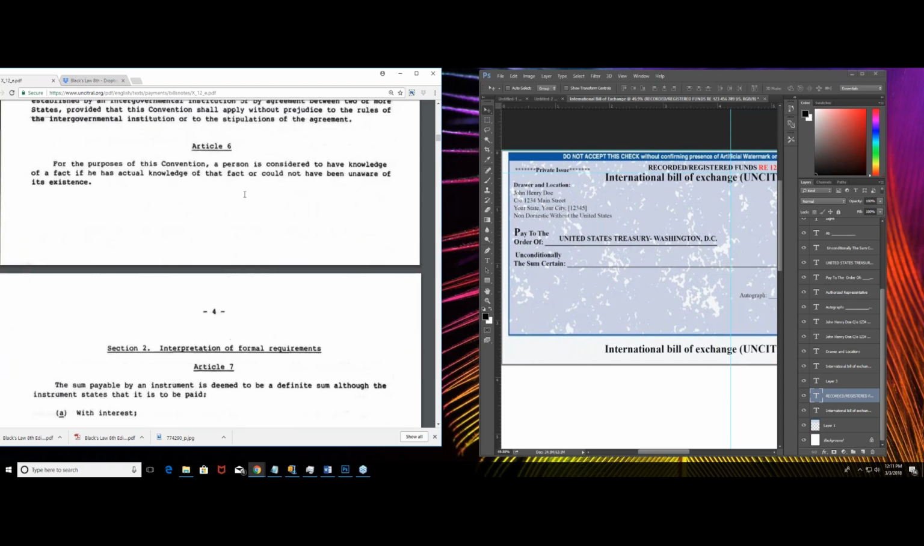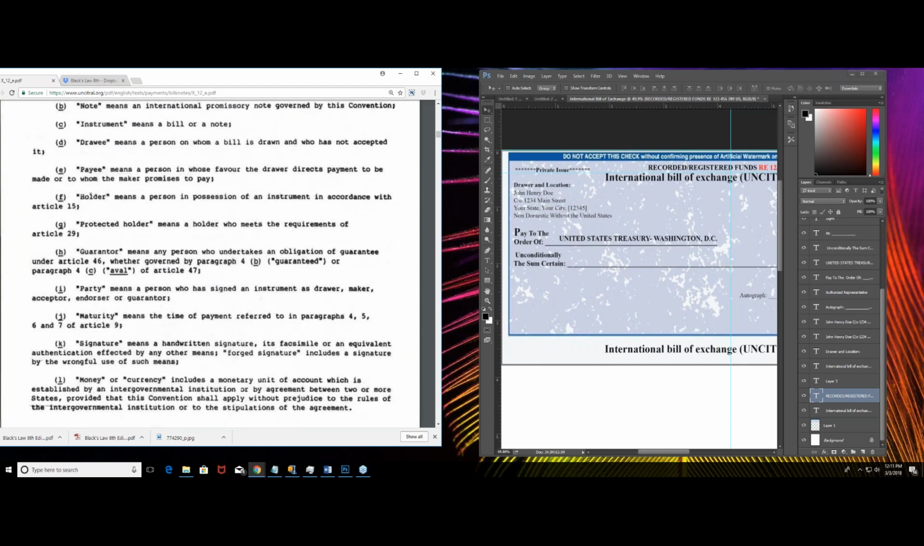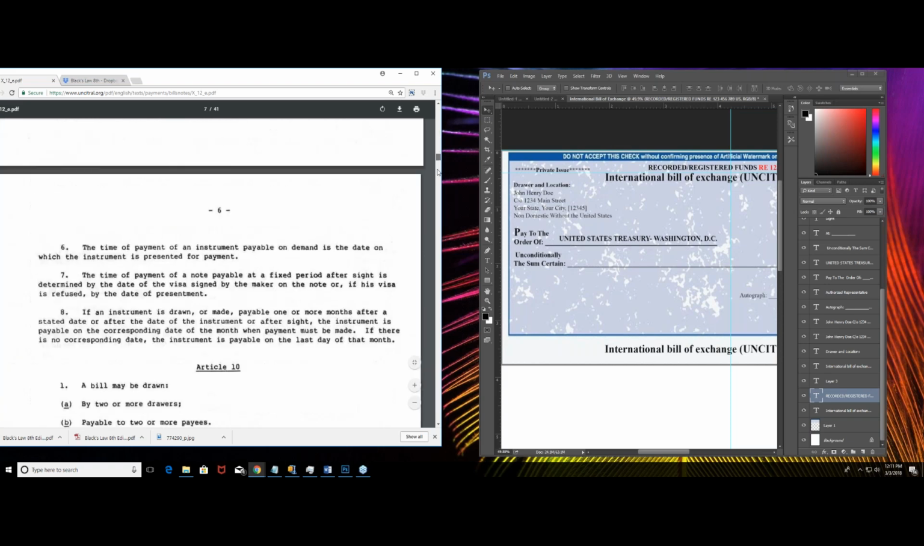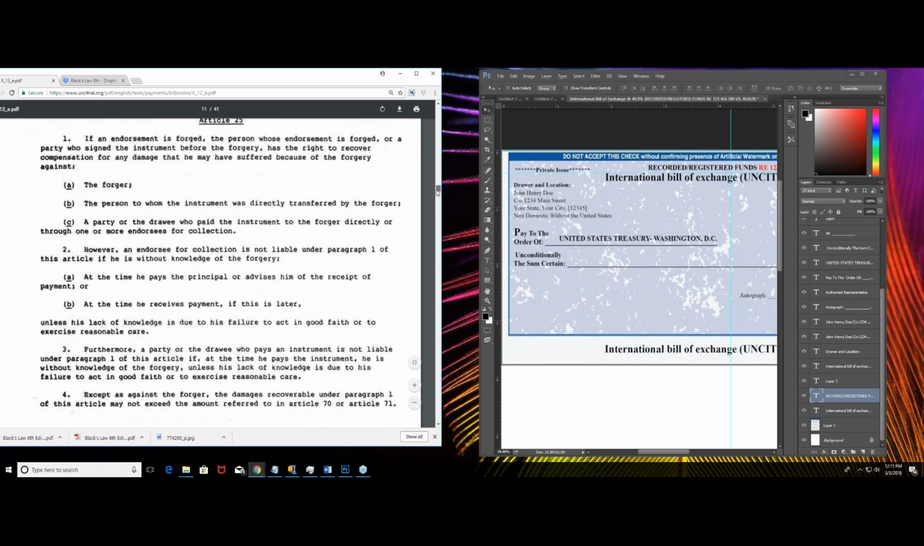We're just reading Article 5 right here. A protected holder is Article 29. A protected holder means a holder who meets the requirements of Article 29. So let's see what Article 29 says.